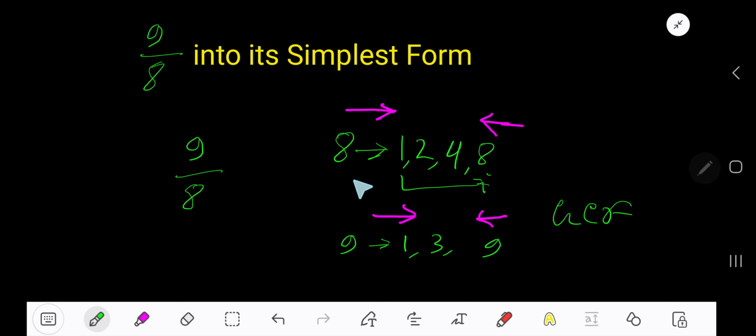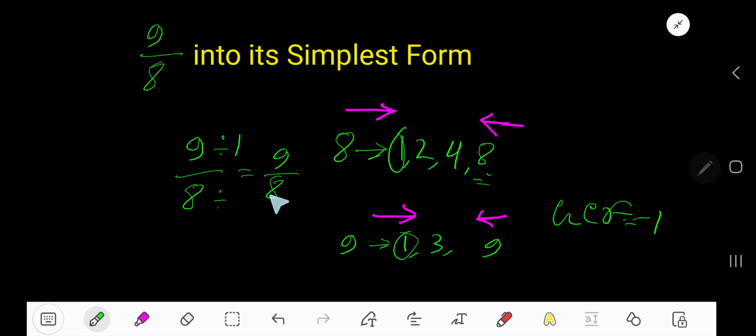1 times 8 equals 8, so 1 and 8 are factors of 8. 2 times 4 equals 8, so 2 and 4 are factors of 8. Again, 1 times 9 equals 9, so 1 and 9 are factors of 9. And 3 times 3 equals 9, so 3 is a factor of 9. So the greatest common factor between these two numbers is just 1. So if you divide this 9 by 1 and 8 by 1, you will get the same thing.